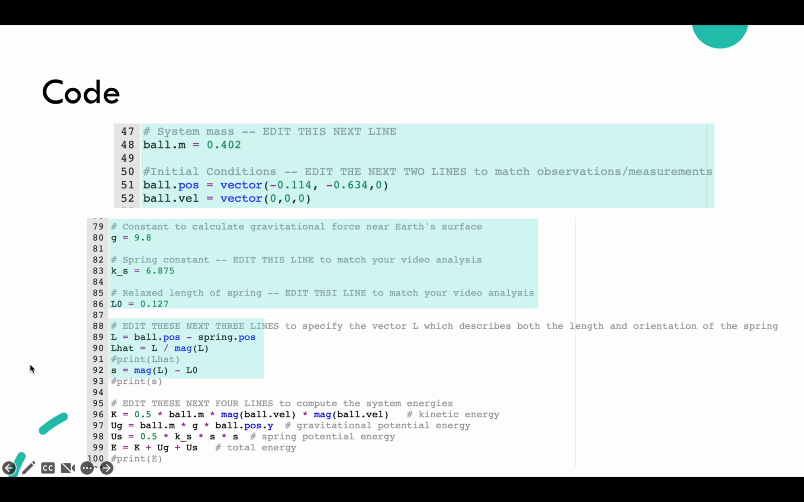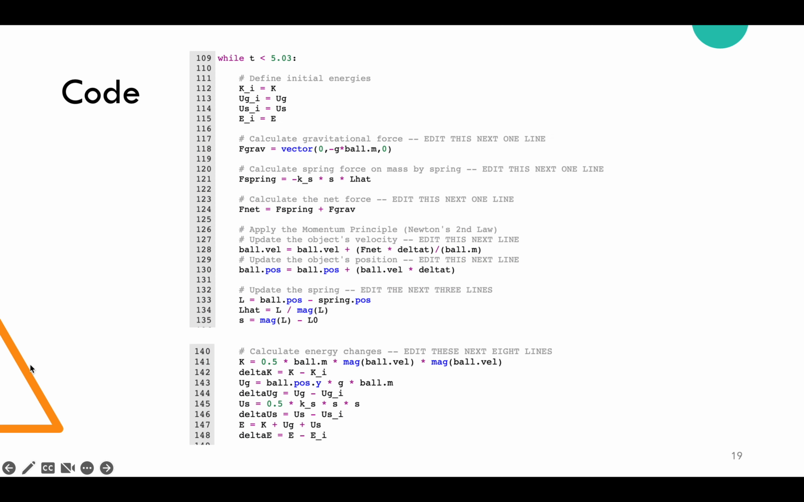And then L hat is L divided by the magnitude of L, and the value of s is the magnitude of L minus L naught. So this is the change from the original length of the spring. And then I updated the formulas for kinetic energy and then potential energy for gravity and the spring, and then total energy using the first slide's formulas.